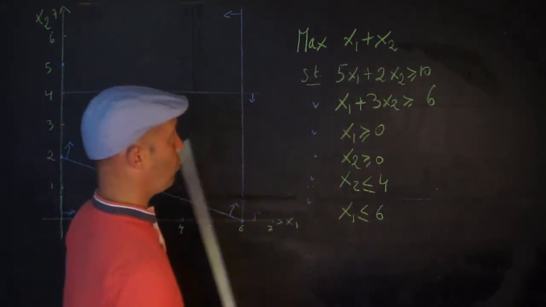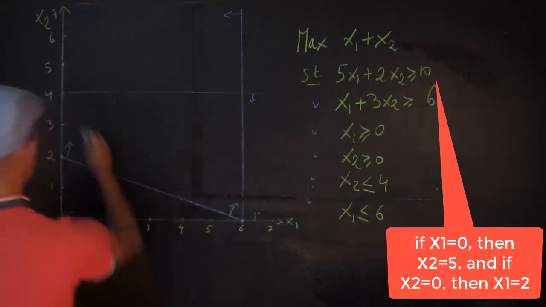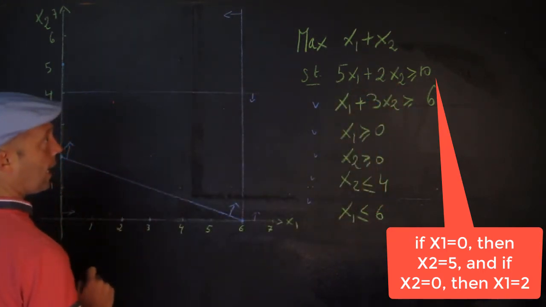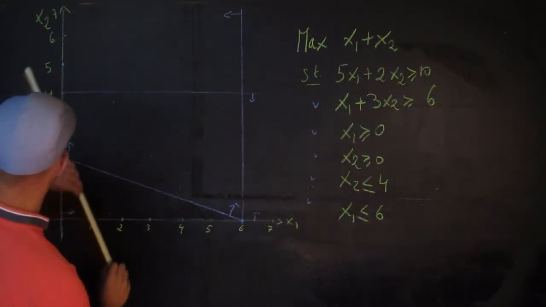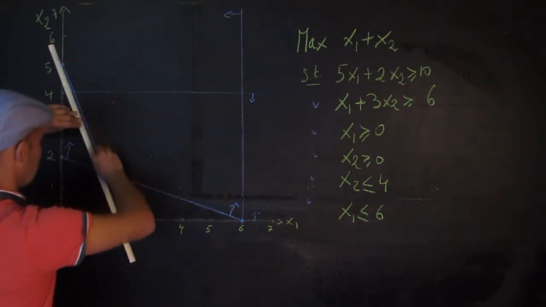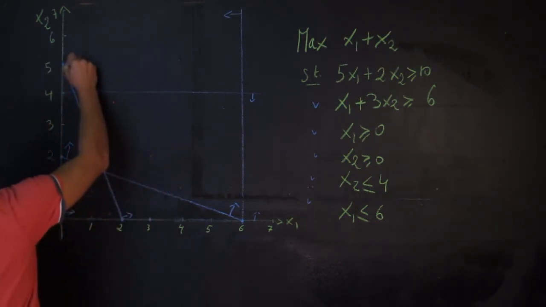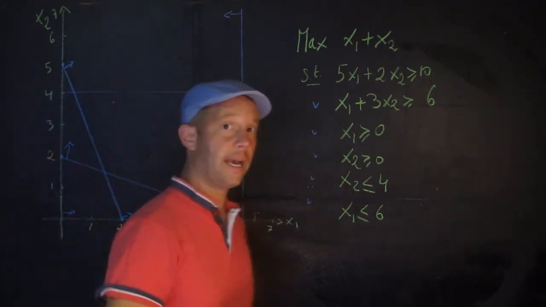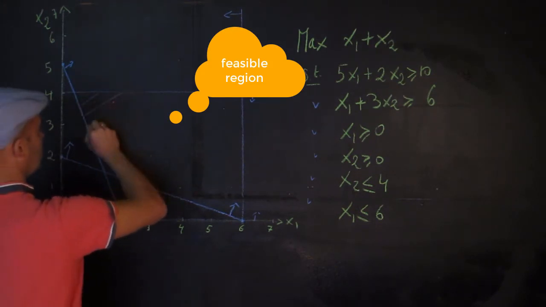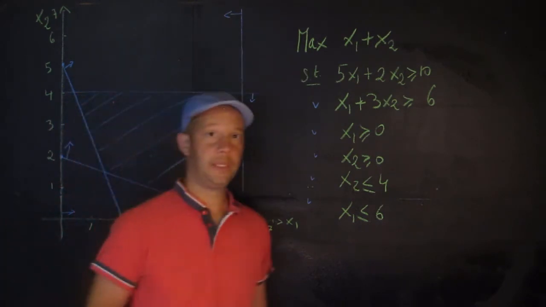And then we're going to do this very last one here, 5x1 plus 2x2 greater or equal than 10. If x1 is equal to 0, then x2 must be equal to 5 here. And if x2 is 0, then x1 should be equal to 2. So, in this case, that would be this one. And that should be greater than 10, so it's also in this direction. So now what we see is that we have the feasible region, which is essentially right here. And our last part will be to map the objective function value.